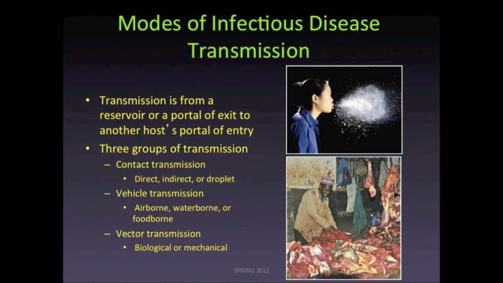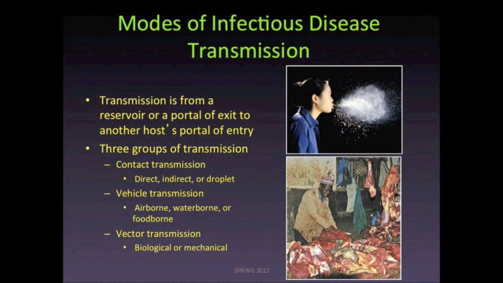Vector transmission involves movement of a pathogen by an animal from one host to another. Vectors are classified as biological or mechanical vectors. The most significant vectors are arthropods. Biological vectors are vectors in which the pathogen carries out some part of its life cycle within the vector before being passed on to a new host.